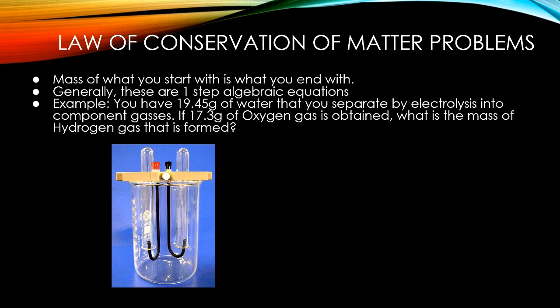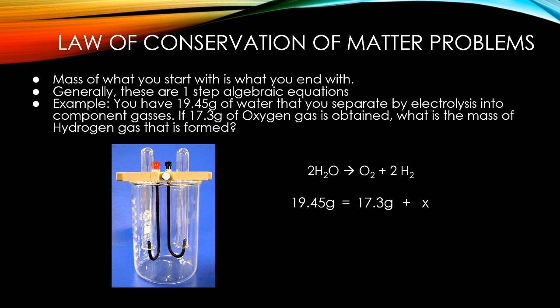So let's add 19.45 grams of water, and I'm going to make 17.3 grams of oxygen. Okay, well, how much hydrogen do I make? So it's water getting broken apart into oxygen and hydrogen. Okay, mass is conserved. So if the mass that I started with is 19.45 grams, I have to end with that much mass too. 19.45 grams would equal 17.3 grams of oxygen plus some unknown hydrogen. I'm going to call it X.